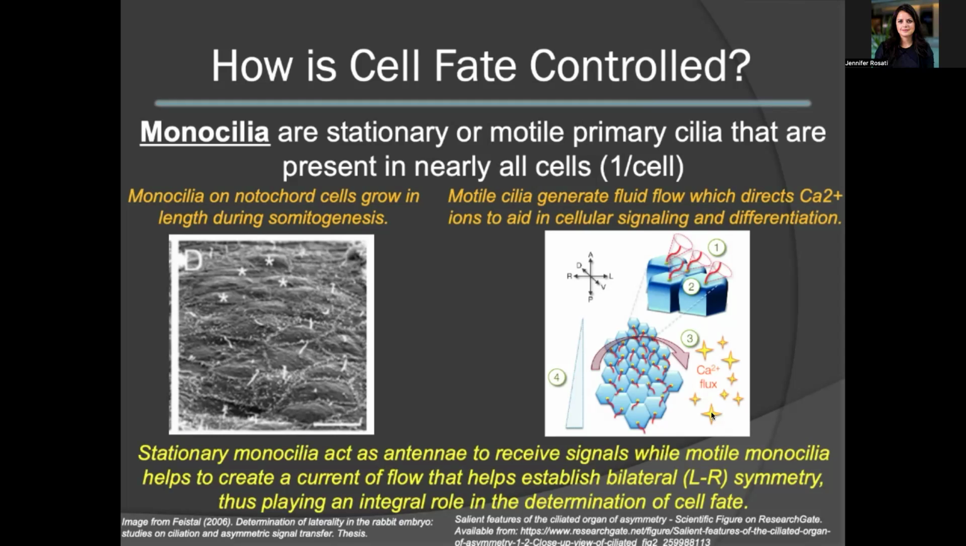In general, the stationary monocilia help to act as antennae. They act to receive signals from the surrounding environment, whereas motile monocilia help to create a current flow. This will help to establish the bilateral or left to right symmetry in an animal. As a rule, the presence of monocilia, both stationary as well as motile, plays an integral role in the overall determination of cell fate.